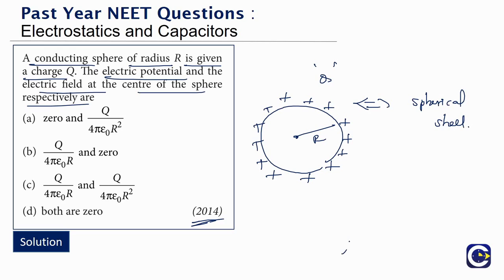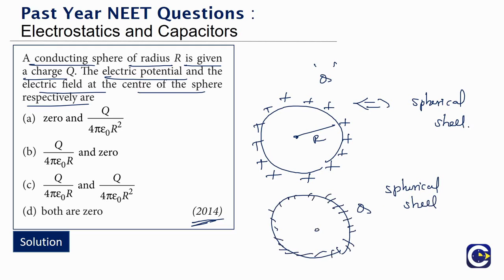Now for a spherical shell, if you give a charge, it will be only on that shell surface. Field inside will be 0. So anywhere inside, it need not be just the center, anywhere inside the shell, field will be what? 0. Same way for a charged conducting sphere, field inside need not be just the center, anywhere the field will be what? 0.